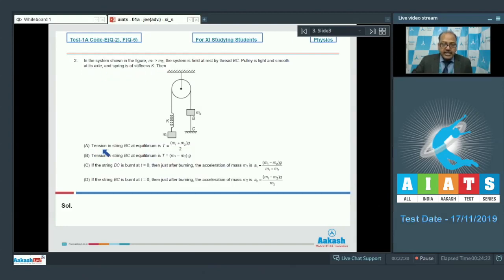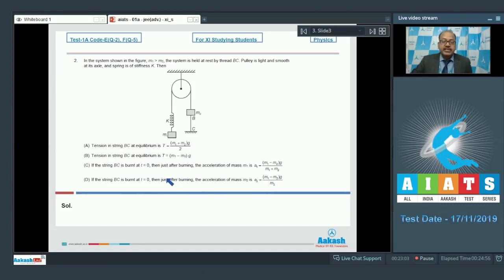Then option A says tension in string BC at equilibrium is T equal to this much. Option B says tension in string BC at equilibrium is T equal to this much. Option C says if the string BC is burnt at T equal to 0, then just after burning the acceleration of mass M1 is A1 equal to this much. And option D says if the string BC is burnt at T equal to 0, then just after burning the acceleration of mass M2 is A2 equal to this much.